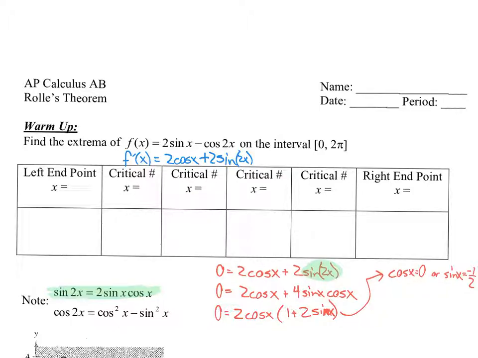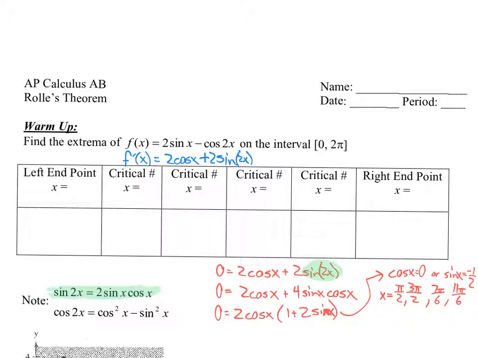So where does cosine equal 0? Cosine equals 0 at pi over 2 and 3 pi over 2. Good. Sine is a negative 1/2 at 7 pi over 6, and very good, 11 pi over 6. Okay?